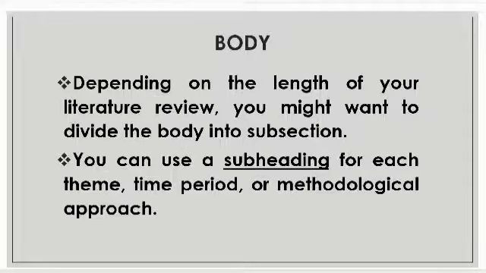Next is the body. In writing the body, depending on the length of your literature review, you might want to divide the body into subsections. You can use a subheading for each theme, time period, or methodological approach. In the body, you should group research studies and other types of literature, reviews, theoretical articles, case studies, etc. according to common denominators such as qualitative versus quantitative approaches, conclusions of authors, specific purpose, or objectives, or chronologically.